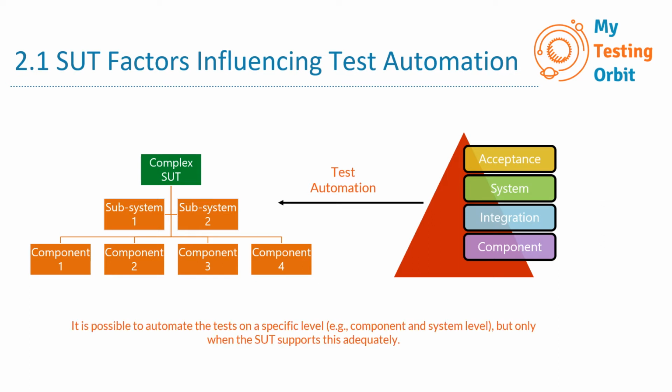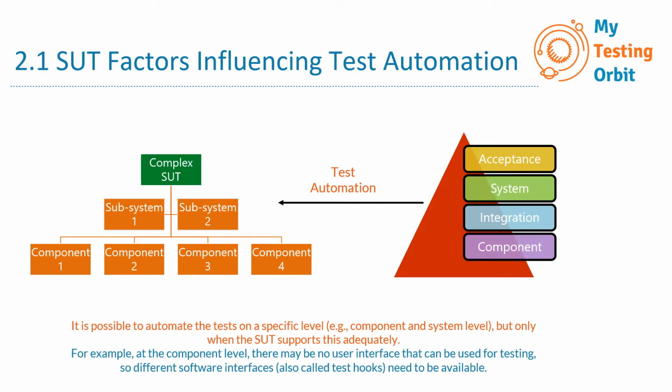It is possible to automate the test on a specific level, for example, component and system level, but only when the SUT supports this adequately. So yes, it is possible to automate at different test levels, but it also means that the SUT needs to support that, and that's why if it's a complex SUT, then decomposition of SUT helps in automating at various levels.